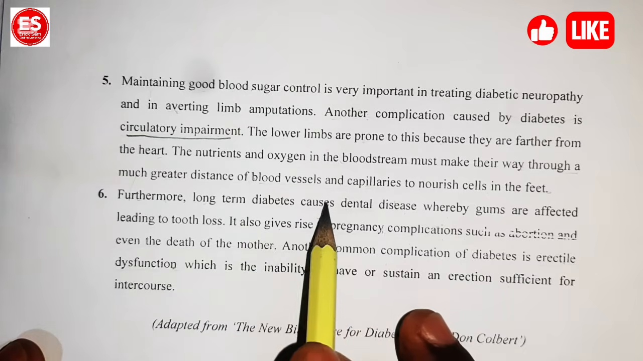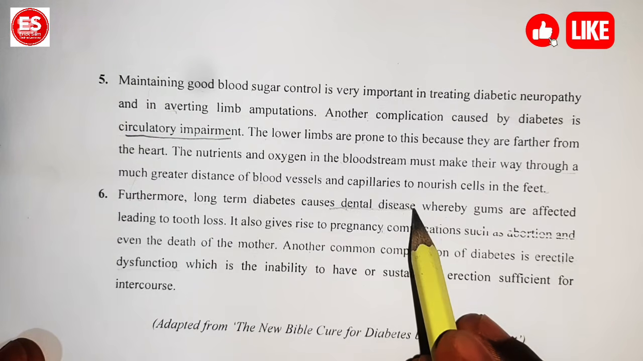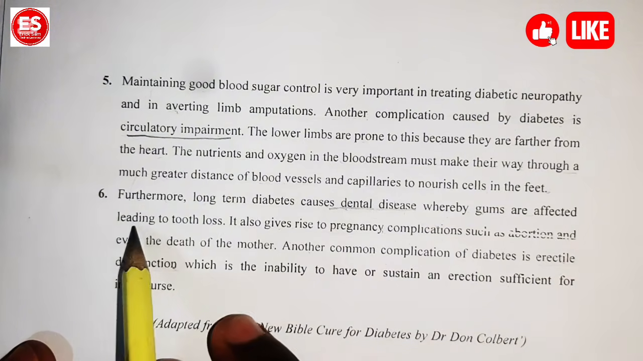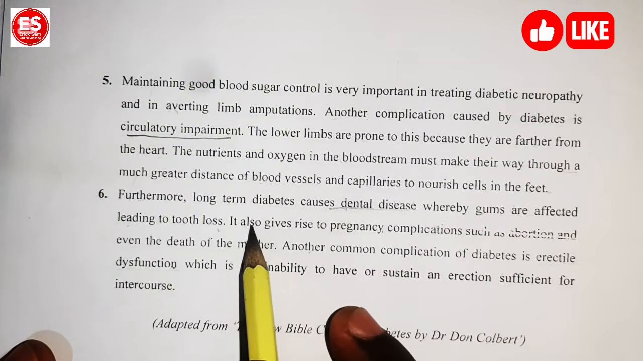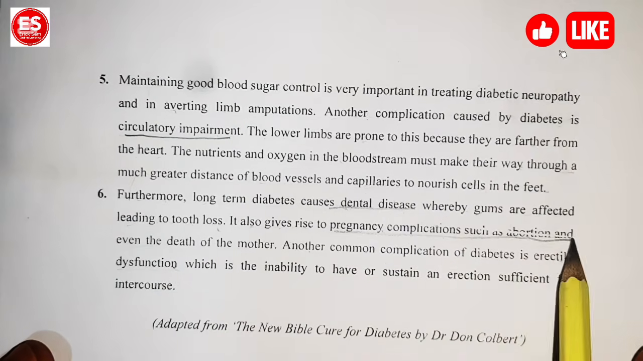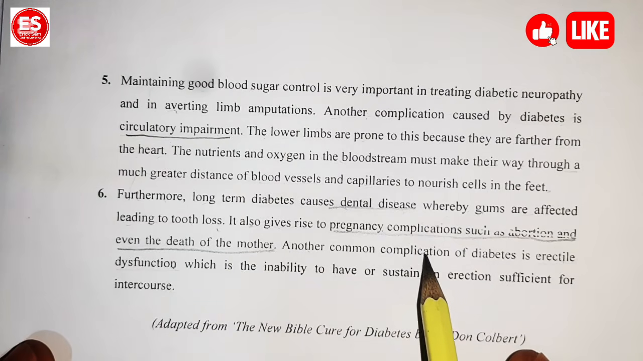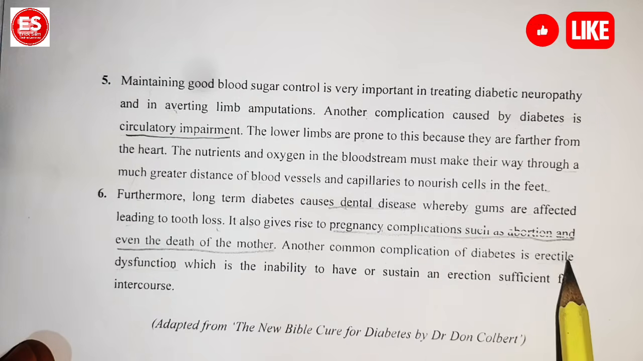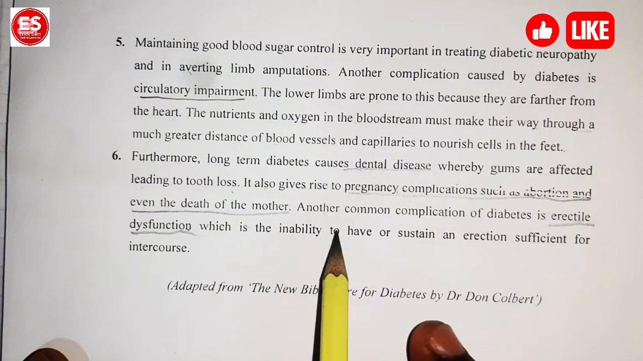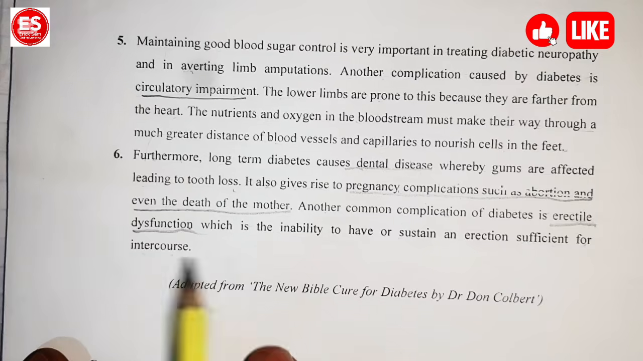Furthermore, long-term diabetes causes dental disease, whereby gums are affected, leading to tooth loss. It also gives rise to pregnancy complications such as abortion and even death of the mother. Another common complication of diabetes is erectile dysfunction, which is the inability to have or sustain an erection sufficient for intercourse. So that is where we end.